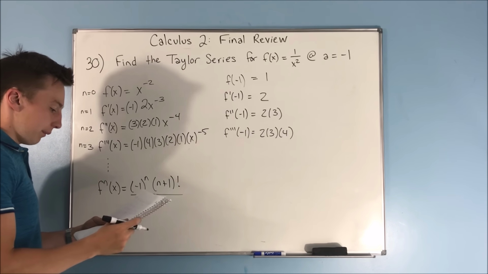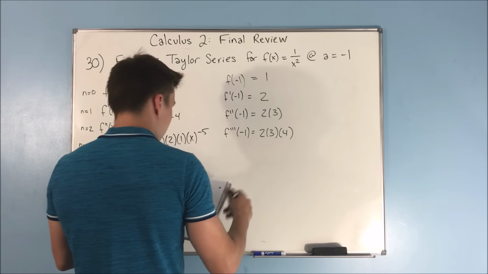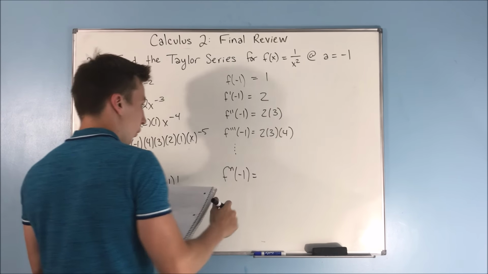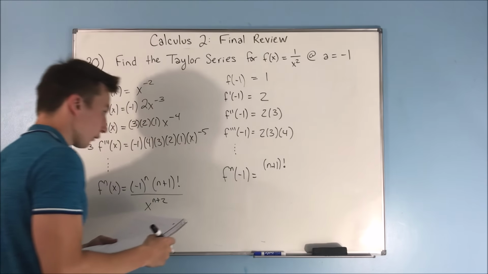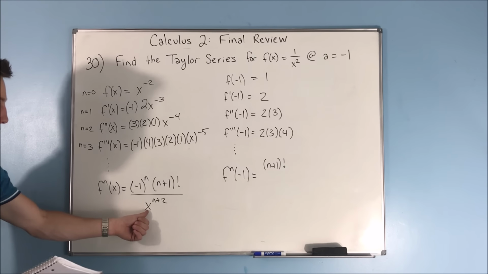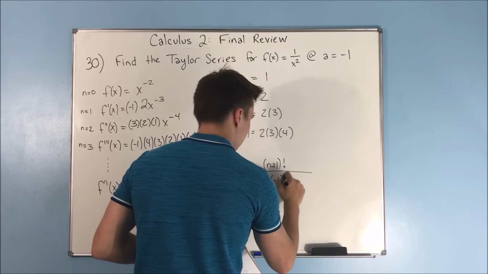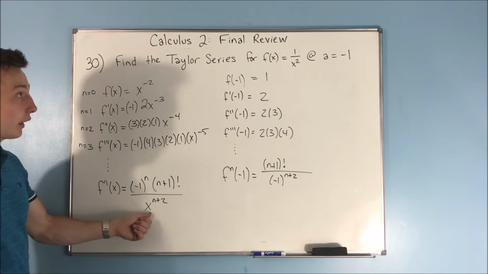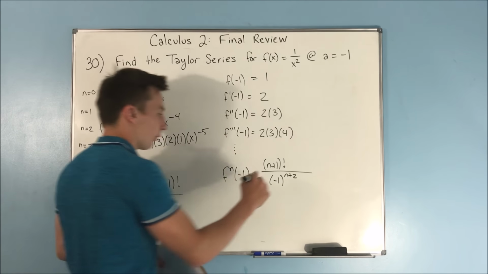And you can pretty much see what's going on here already. If you have your nth derivative of f at negative 1, you will still get your n plus 1 factorial. That's not going to go away. You'll have on the bottom a negative 1 to the n plus 2. Why will you have that? Well, the reason is that you're plugging in a negative 1 for x. And of course you have that negative 1 to the n as well.